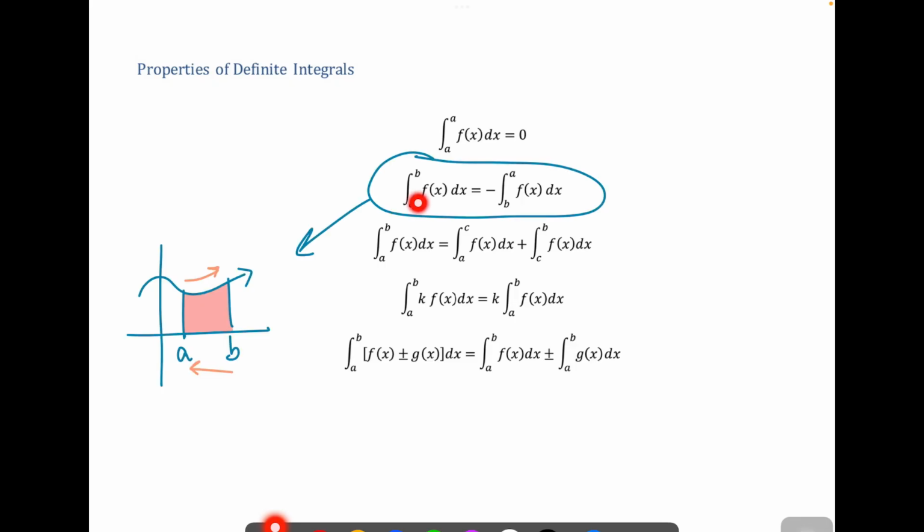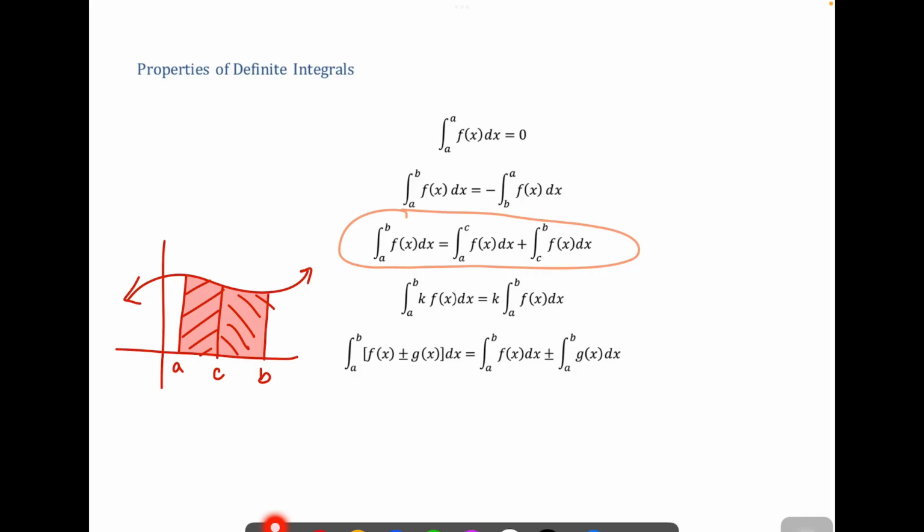Second property says if you change the order of those bounds of integration, so normally our lower bound is going to be our smaller number, and our upper bound is going to be our bigger number, and that's going to give us area under the curve. But if we switch the order of those bounds of integration, it's just going to change the sign of the answer. We'll get our negative area.